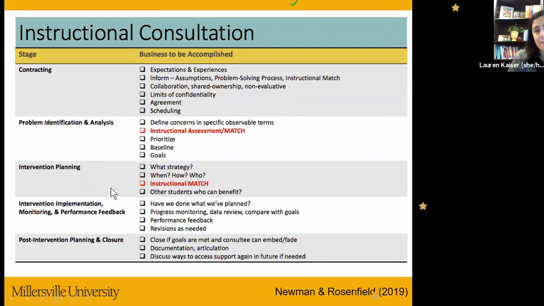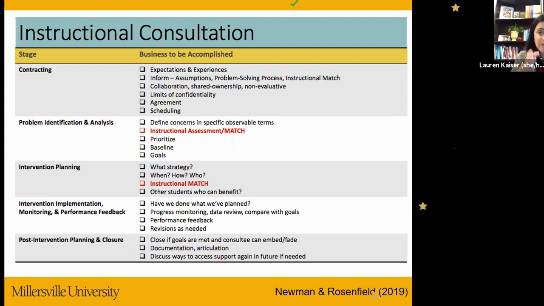Then you and the teacher together collaboratively would talk about what strategy would be best for the assessed area of need, thinking about when and how often that needs to occur for it to be successful, and then making sure that whatever you design is an instructional match. And then the other big question, which we're going to see a great example of today, is asking the teacher, who else could benefit from this?